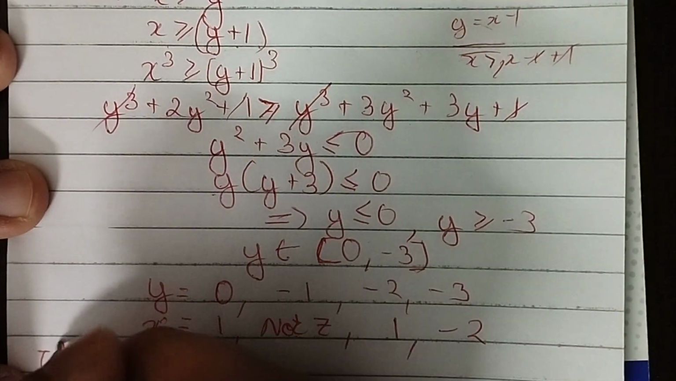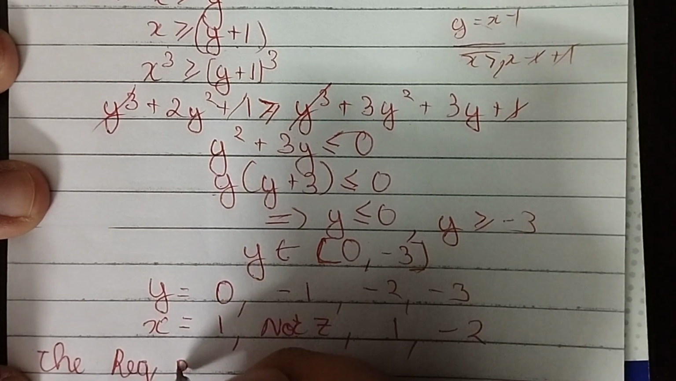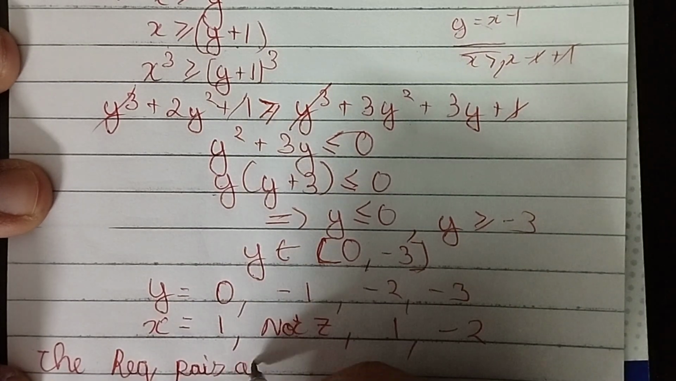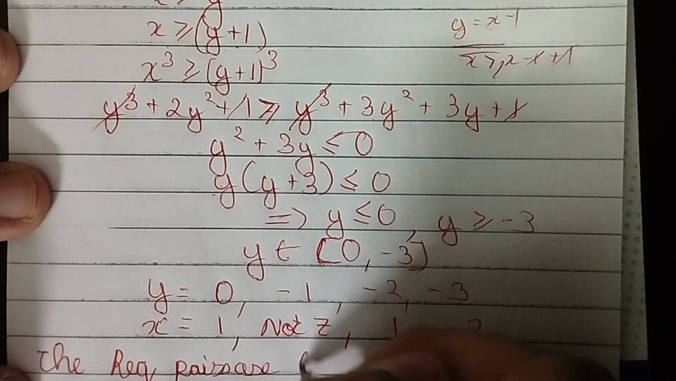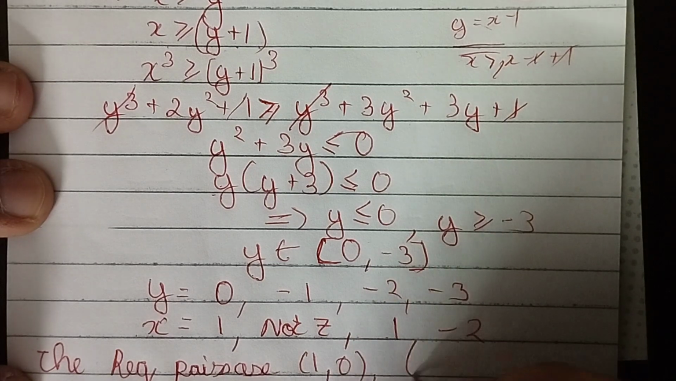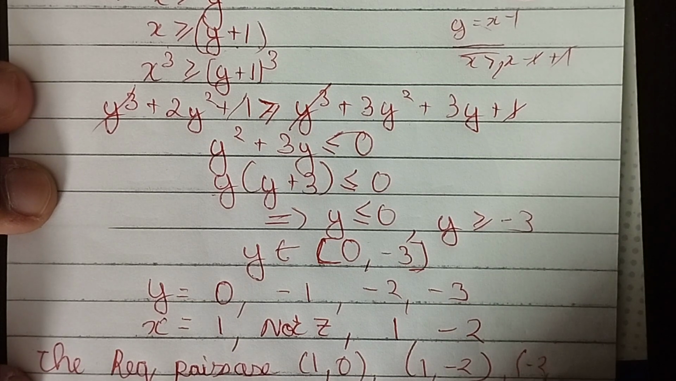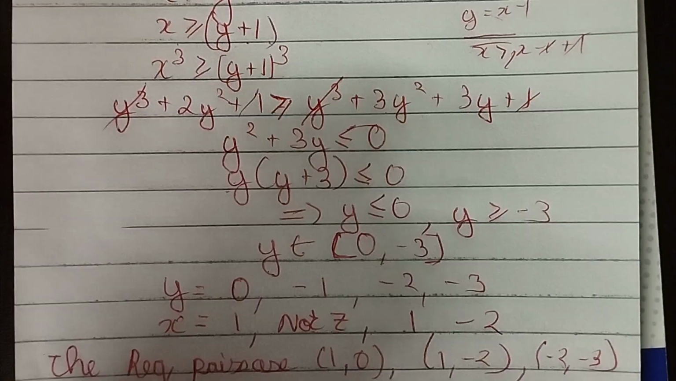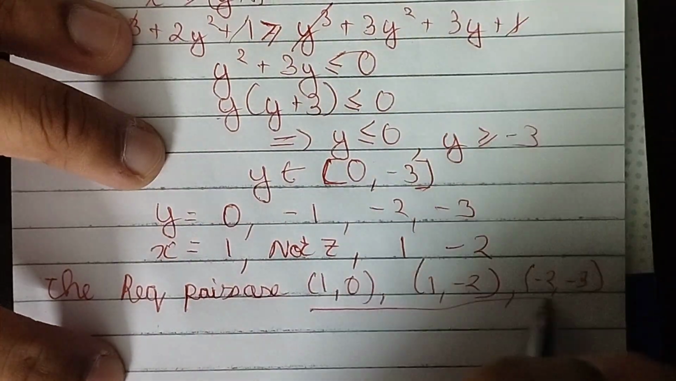So the required pairs are: 1 comma 0, 1 comma minus 2, and minus 2 comma minus 3. Let me just slow that down. Yeah, so this is our solution.